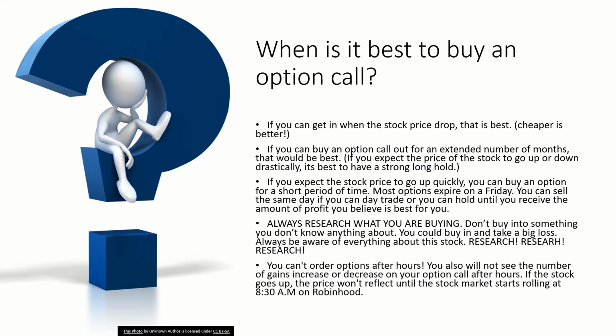If you expect the stock price to go up quickly, you can buy an option for a short period of time. Most options expire on a Friday. All the dates you're seeing on the top of the screen are for Fridays. That's when options expire. You could sell the same day if you could trade, or you can hold until you receive the amount of profit you believe is best for you. Like I said, if you know this is going to go crazy, stay in. But if you know, hey, this is it, don't get too greedy.